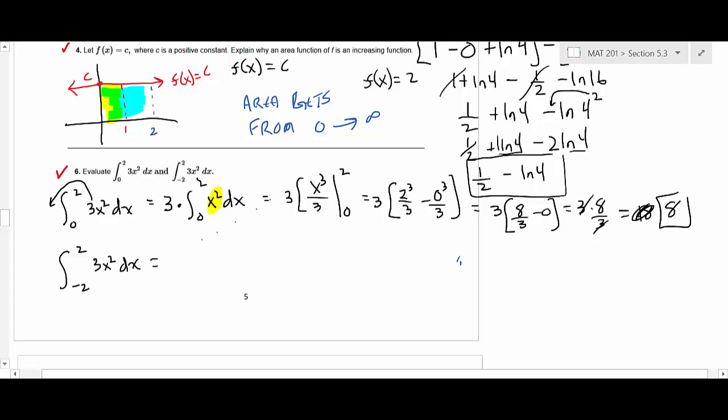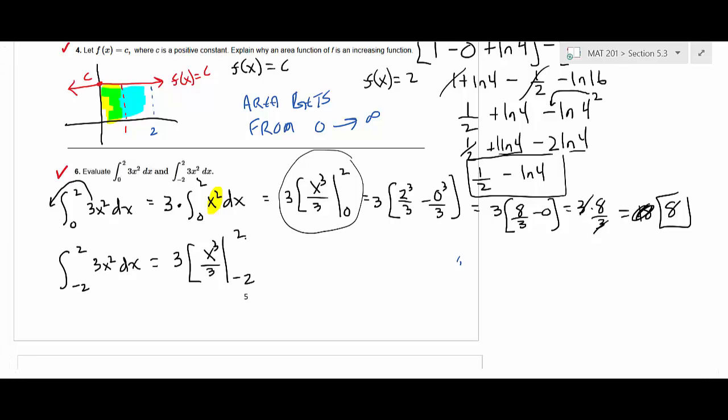Now, the next one, we're going to do the same thing. We already have the antiderivative. This is the same integral, except the limits are different. So it's just going to be 3 times x to the third over 3. Now we're going to go from -2 to 2 like this. I'm going to go ahead and get it, and then we'll talk about the answer. I'm halfway curious if anybody knows what the answer would be without me finishing. 0. Not 0. It'll be 16.